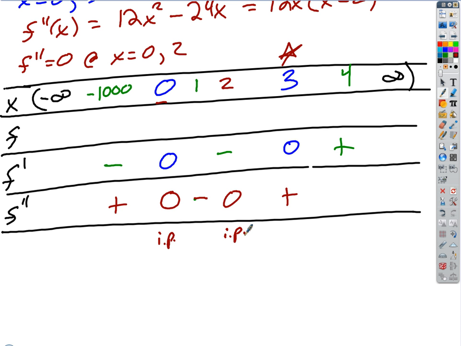Here's what I really want to get at, though. We already identified this first derivative critical number because it was a place where we went from a decreasing function, a negative first derivative, which I guess I gave away. What does that tell you about the function if the first derivative is negative?